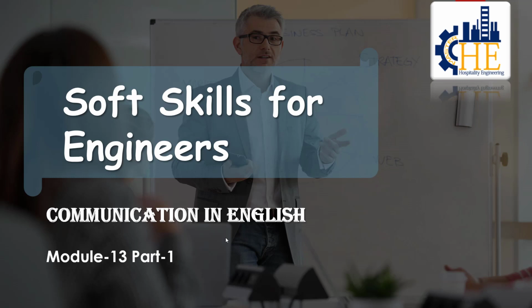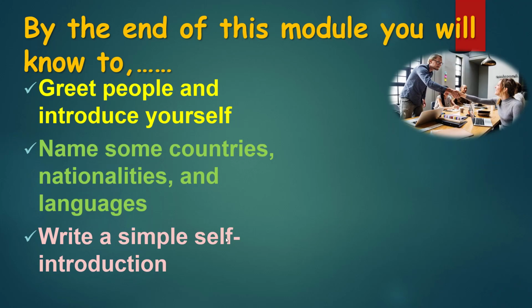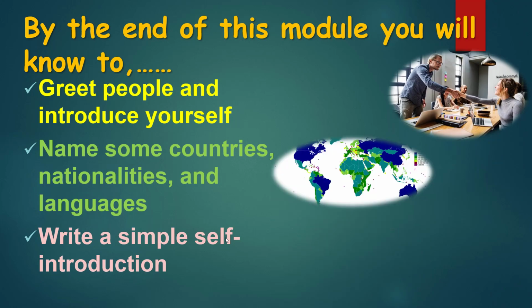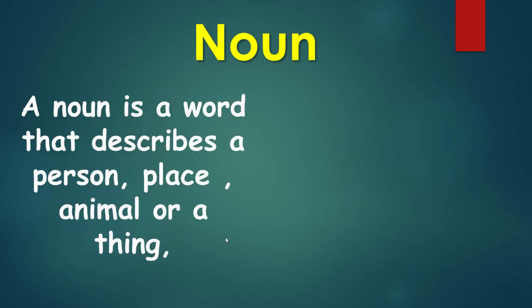Today we start another module called Soft Skills for Hospitality Engineers. Soft Skills, Module 13, Part 1: Communication in English. By the end of this module, you will know to greet people and introduce yourself, name some countries, nationalities, and languages, and write a simple self-introduction.